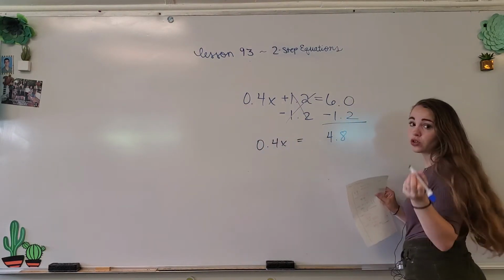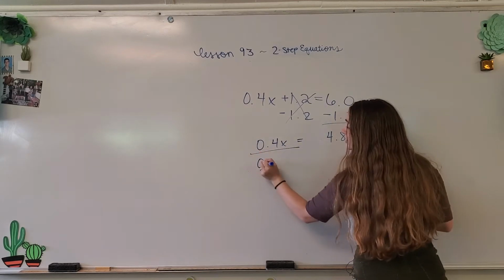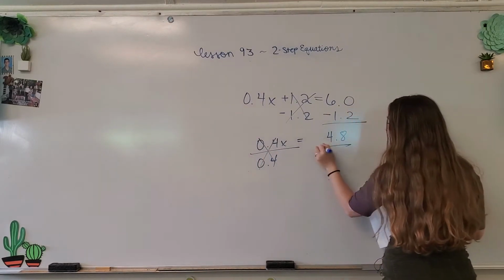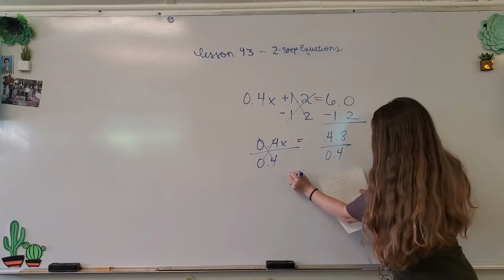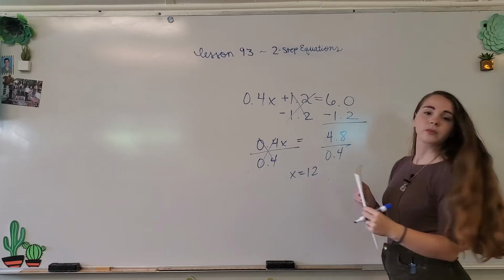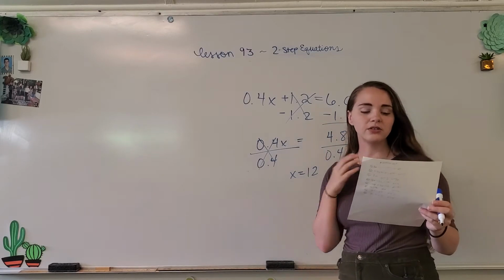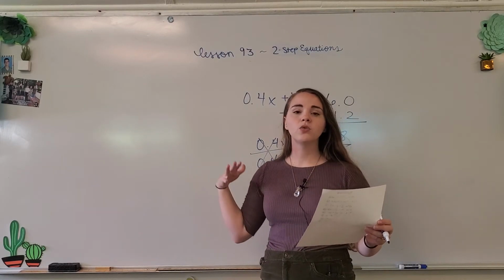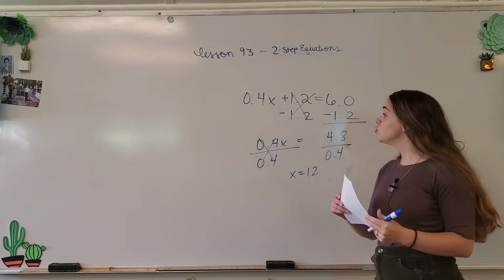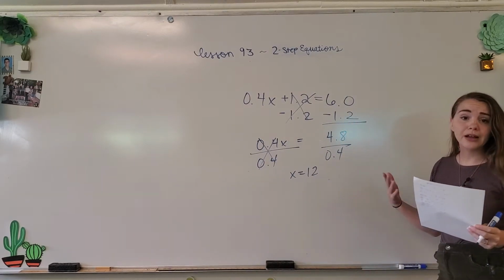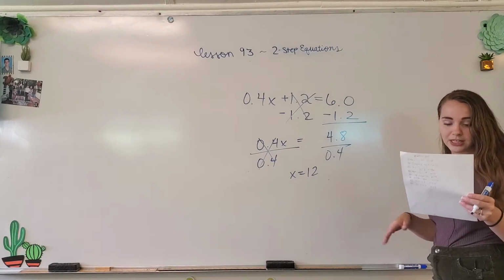Okay, so in order to actually get your answer, divide by 0.4, and you end up with 12. Okay, be careful with your decimals and use a calculator to divide decimals at this point. We're more worried about you knowing how to do the algebra than taking care of the decimal. You can do it on your paper if you want. I'm not upset about that, but be very careful with your decimals.